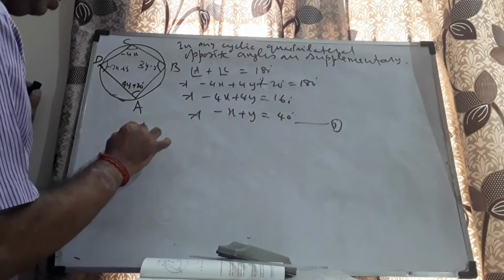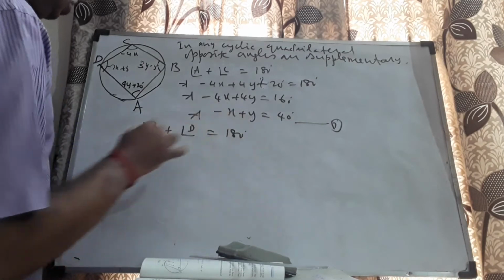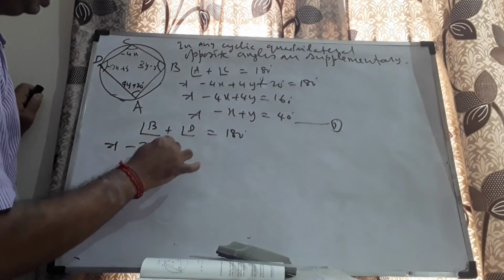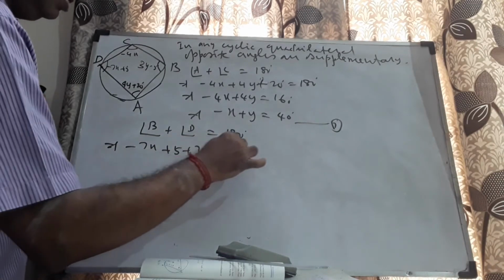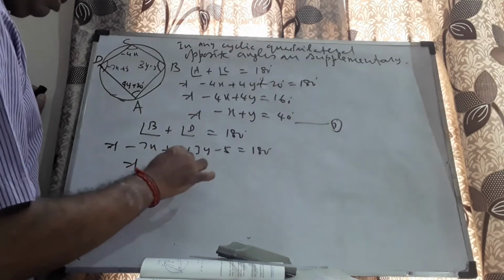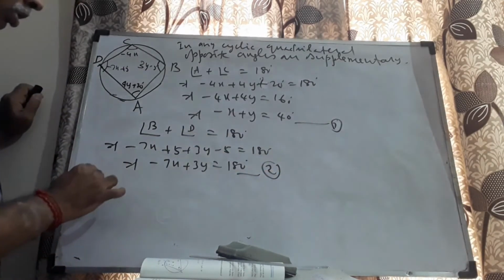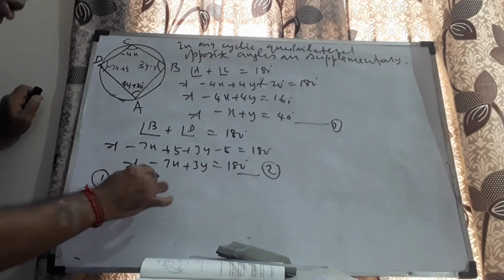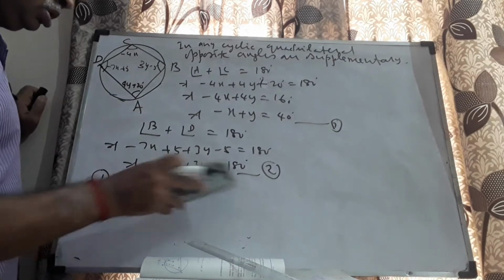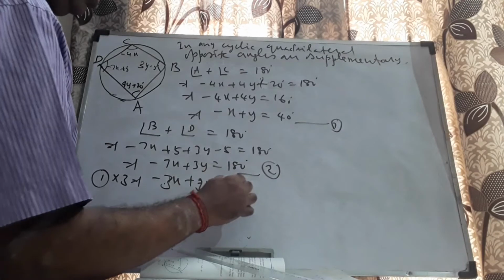Now similarly, angle B plus angle D is equal to 180 degrees. What do I end up with here? Minus 7x plus 5 plus 3y minus 5 is equal to 180 degrees, which implies minus 7x plus 3y is equal to 180 degrees. This is equation 2. Now what I will do is multiply 1 by 3: minus 3x plus 3y is equal to 120 degrees.